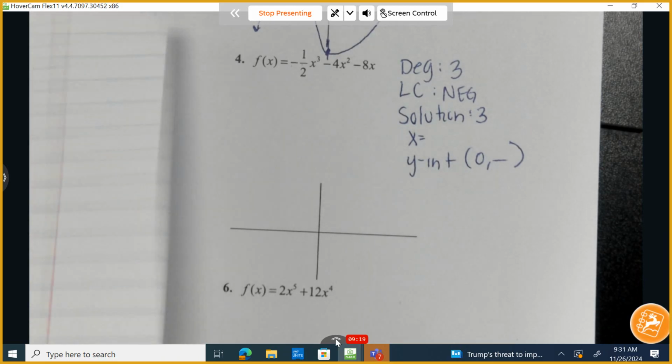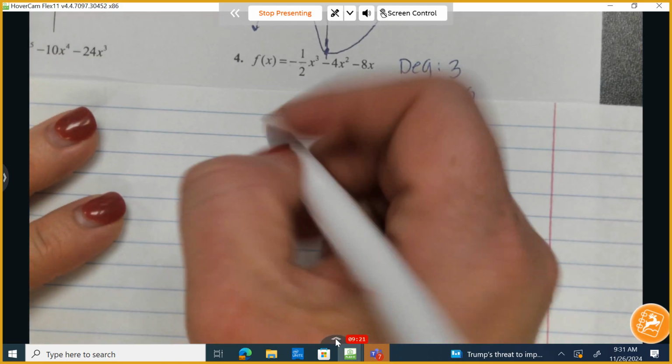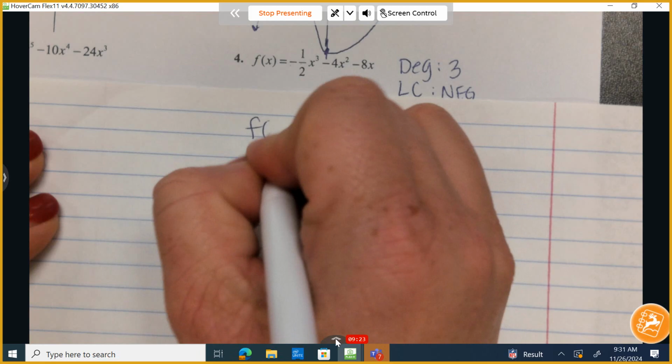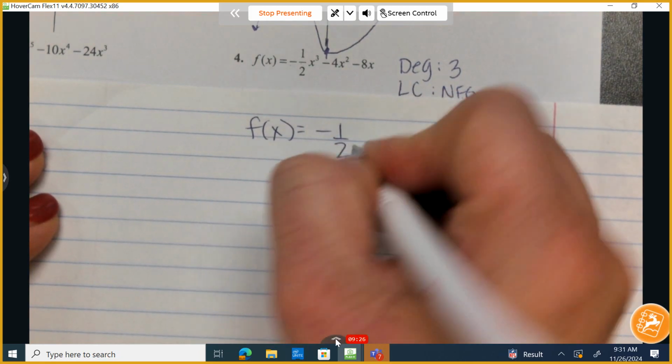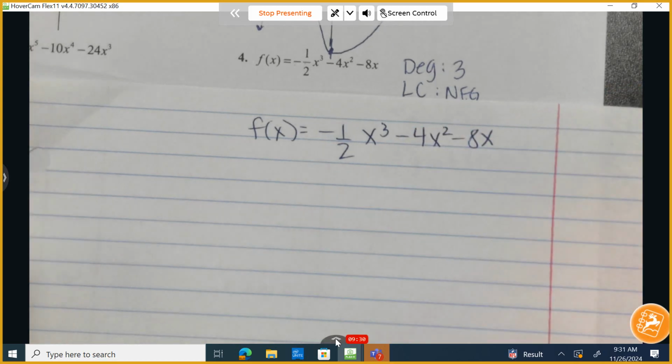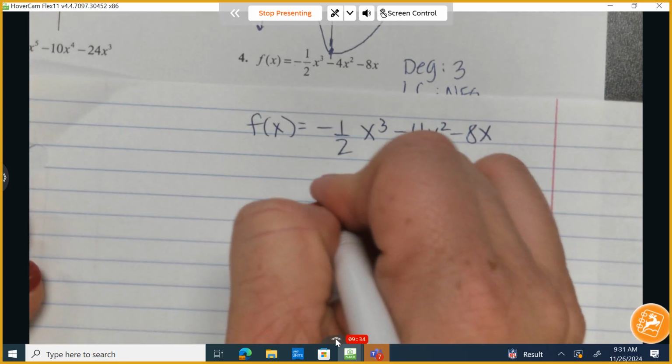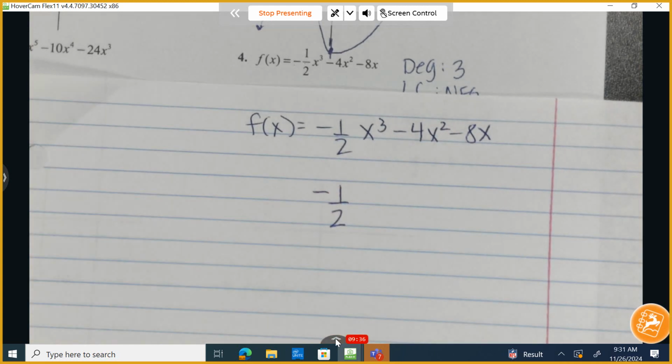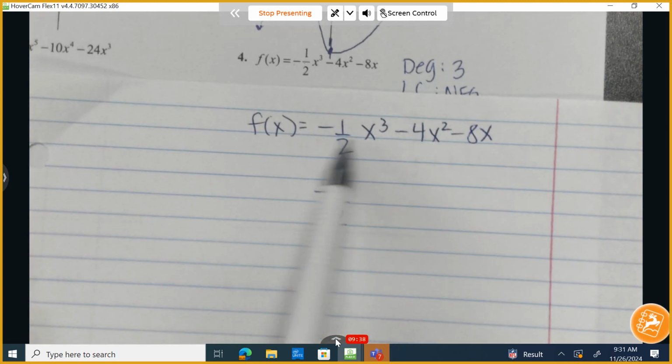Okay, let's get started here. So I'm going to write down this original problem. And I know that I personally don't like working with fractions. And so I'm going to factor out a negative 1/2. But then I analyze the 3 groups that are called terms. Term, term, term. And I notice they all have an x.